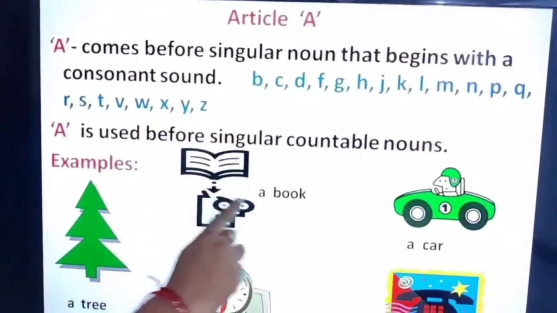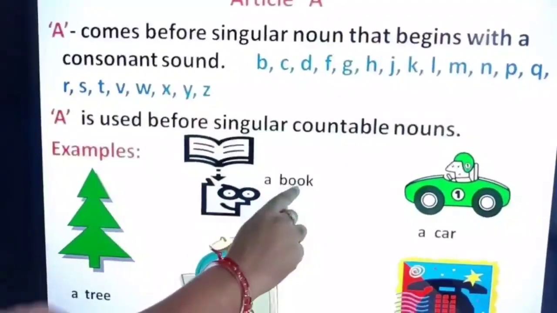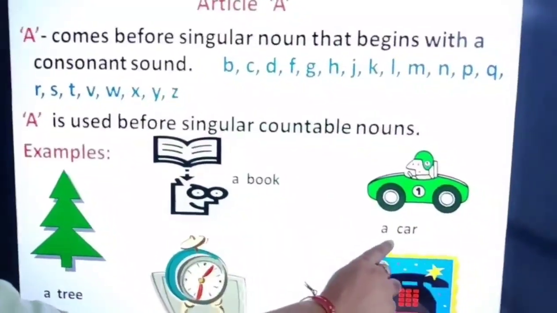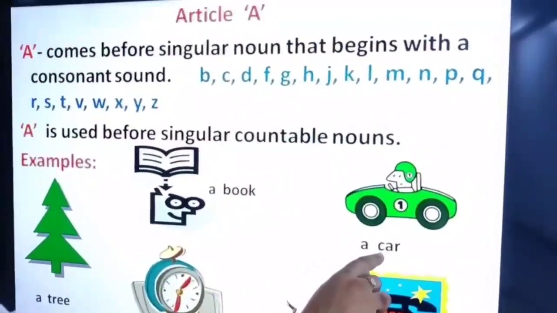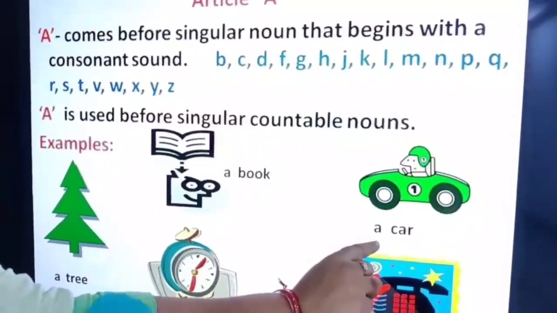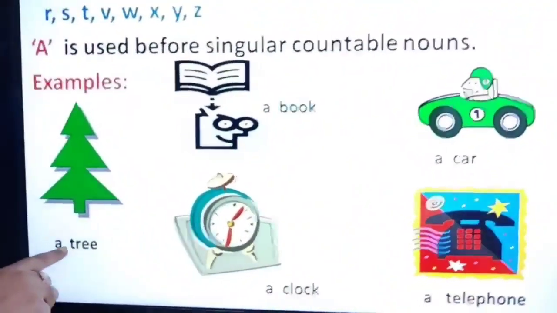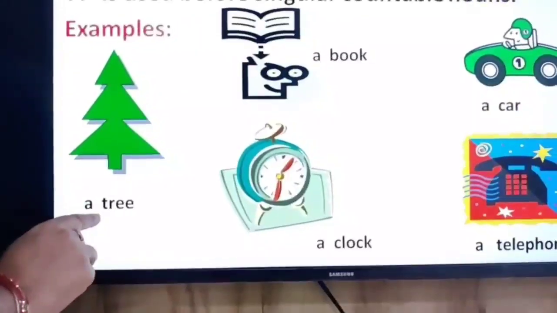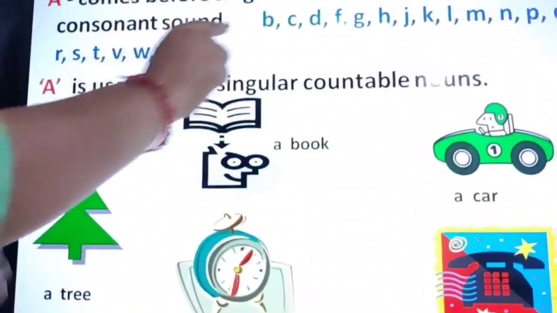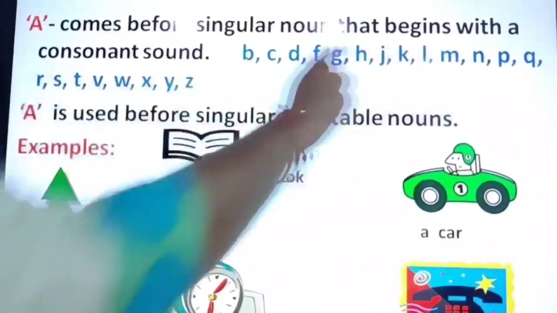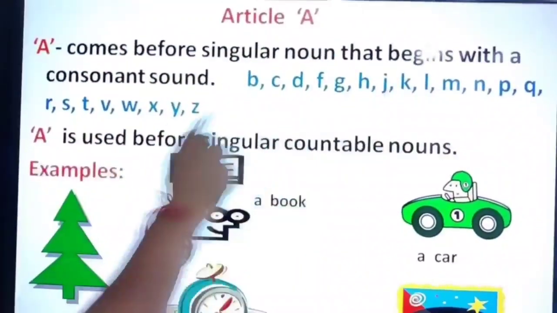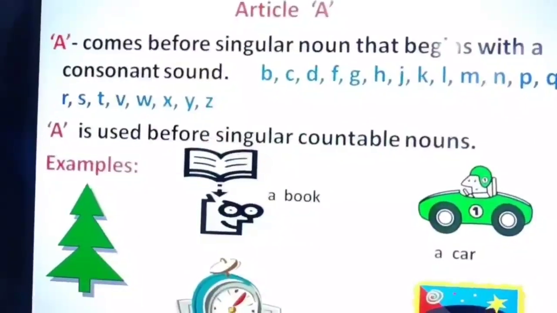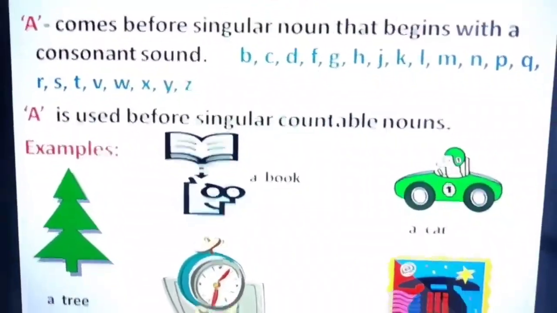Let's take some examples. A book. Book is a singular noun and it starts with the consonant B, so we will put article a before it. Another example, a car. Car starts with the consonant C, so we put article a before that. Another example, a tree. Tree begins with the consonant sound T. Similarly, we will put article a with any word that begins with a consonant sound. I am mostly focusing on the consonant sounds. Remember that.